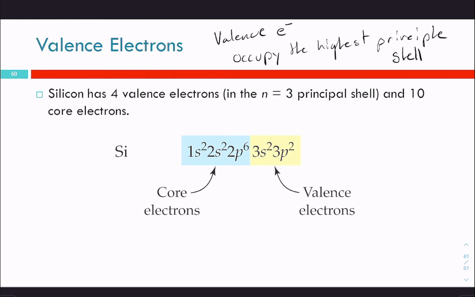So you can identify from an electron configuration what your valence electrons are based on this number in front. If the principal number is the highest, all of the electrons with that same principal number are going to be your valence electrons. So here we have 4 valence electrons. And the rest are core electrons.